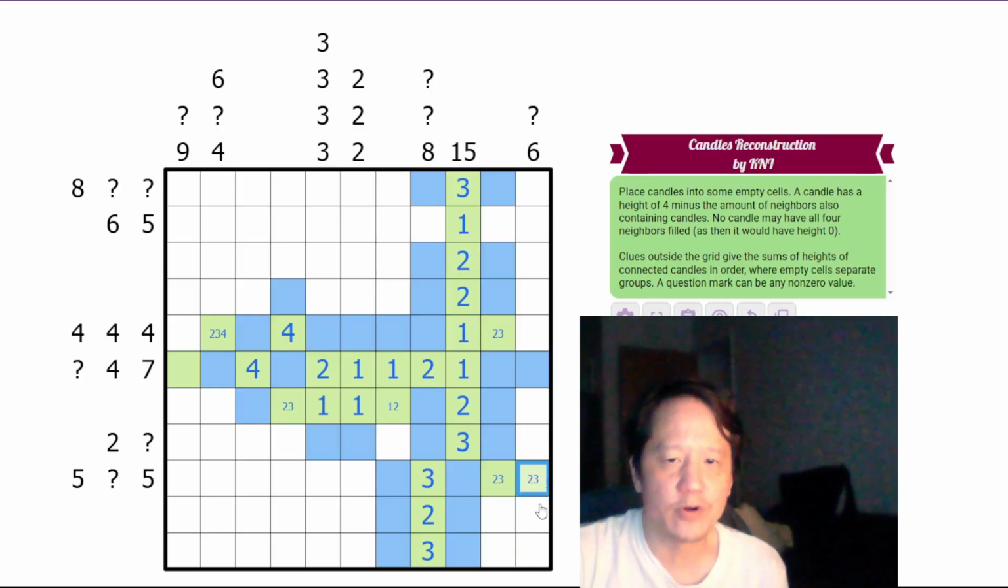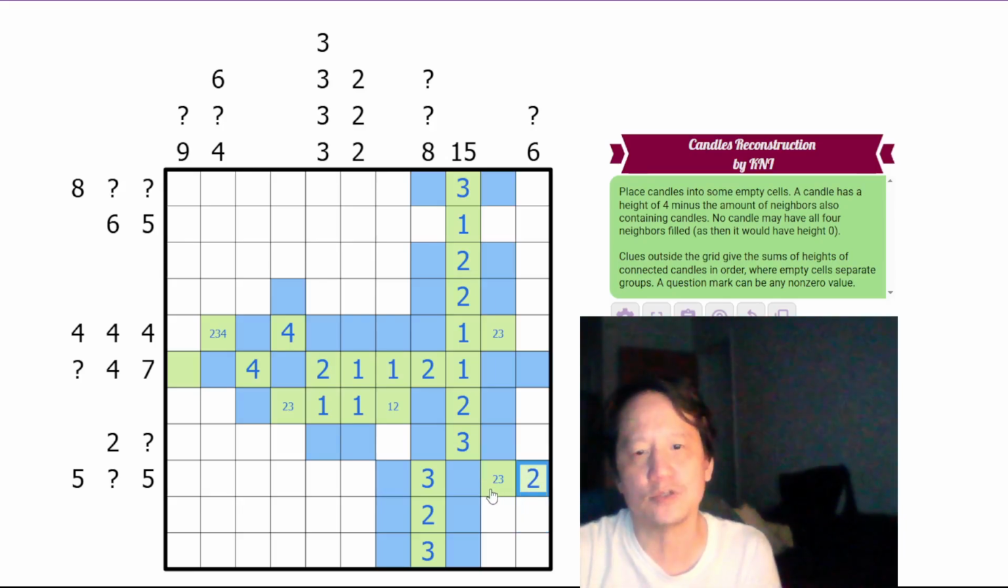This must be part of the cell that's adding up to 6 because we don't have 2 available here to add up to 6 by itself. So this must have a neighbor with a candle here, at least. So it cannot be 3. It must be 2, which makes that 3. So this is blue.